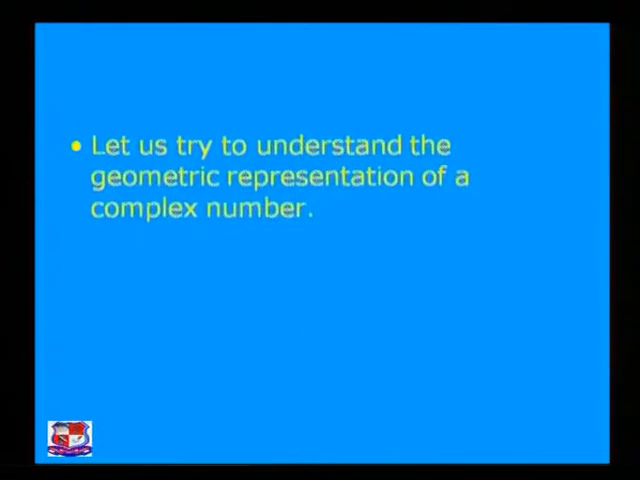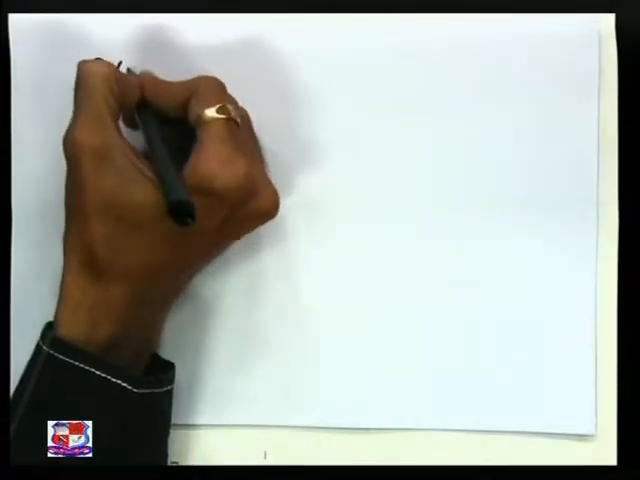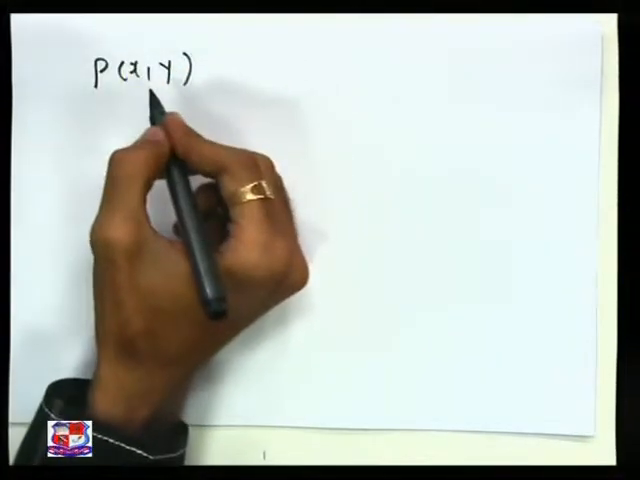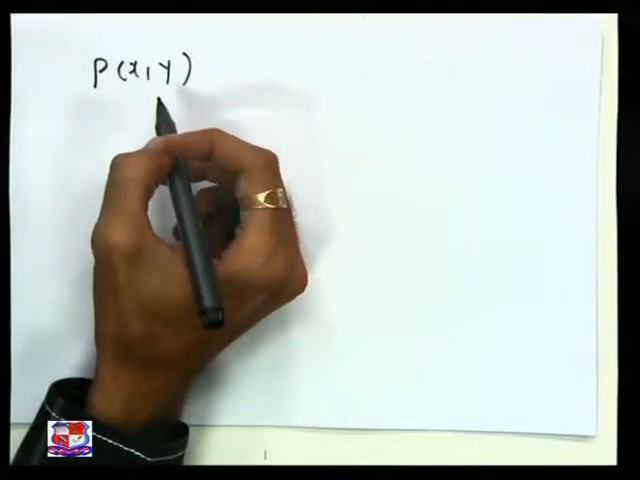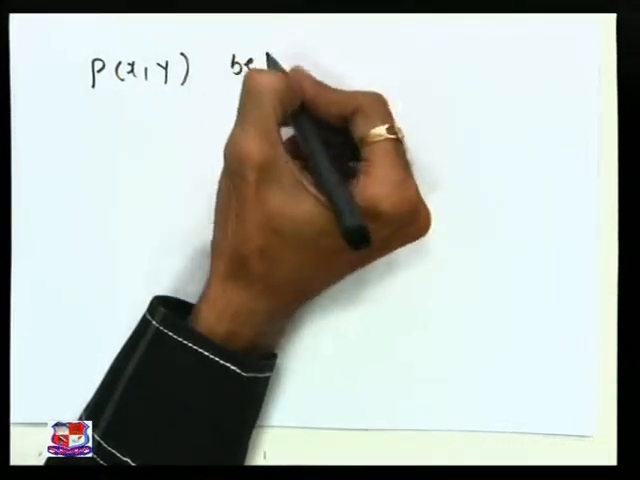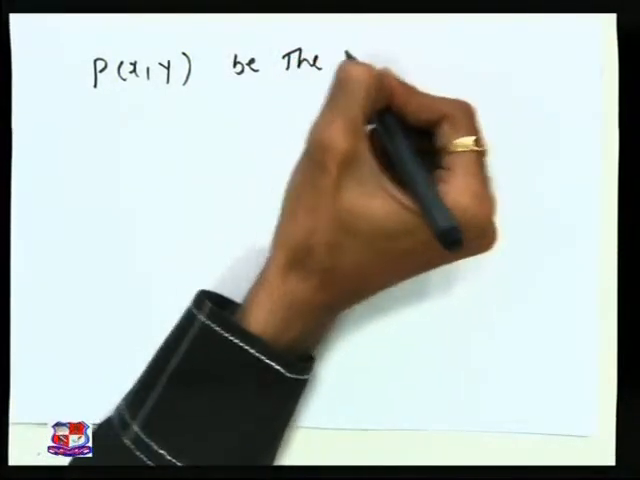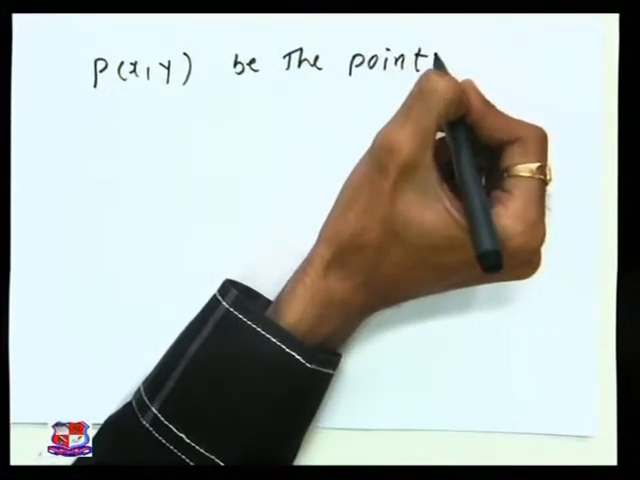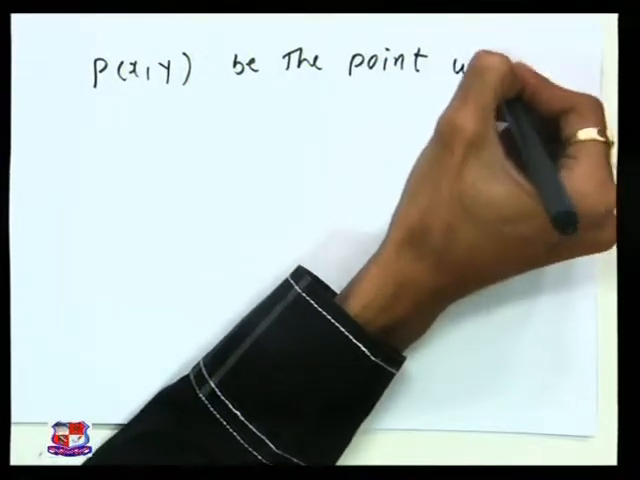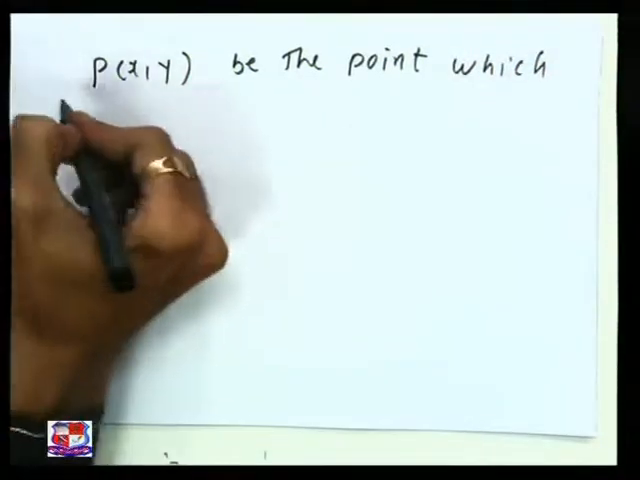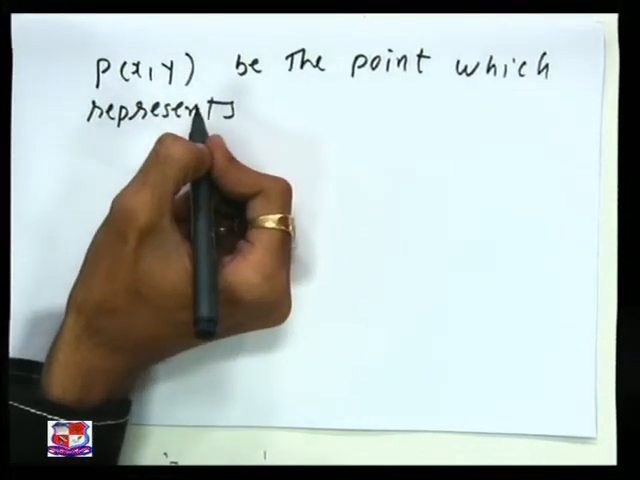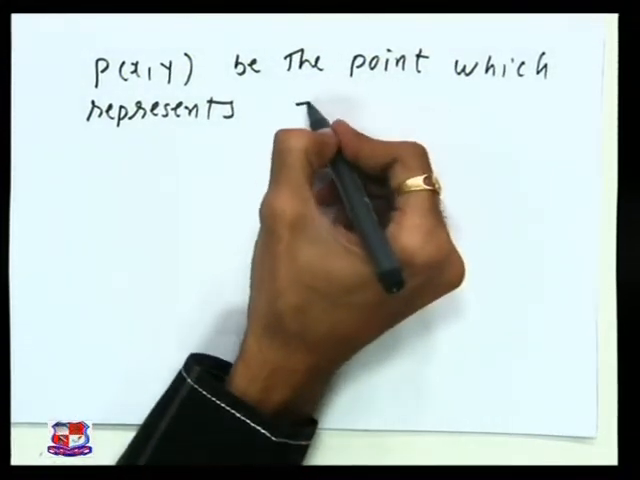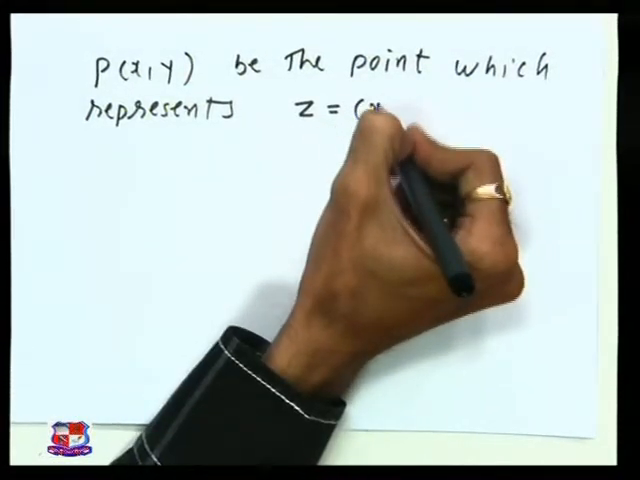So here we see that suppose we have a point Pxy, I am going for the geometric representation of a point. Okay, this is the point Pxy, be the point which represents z is equal to x plus iy.